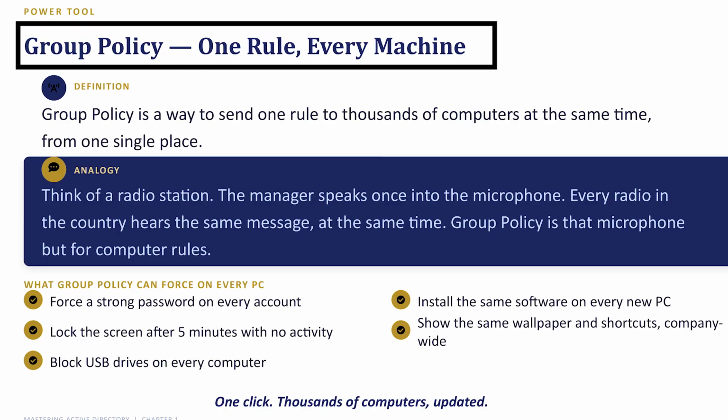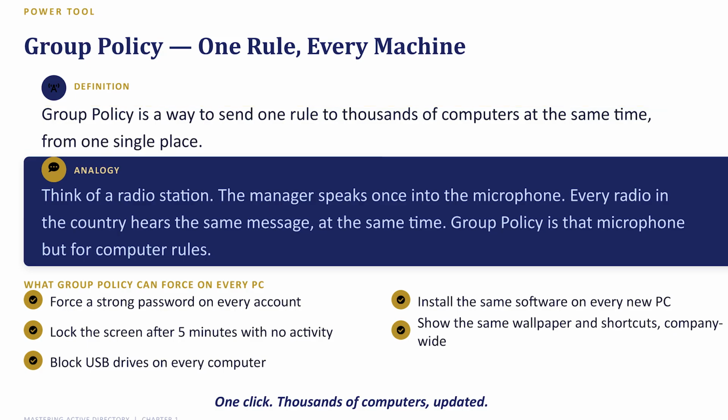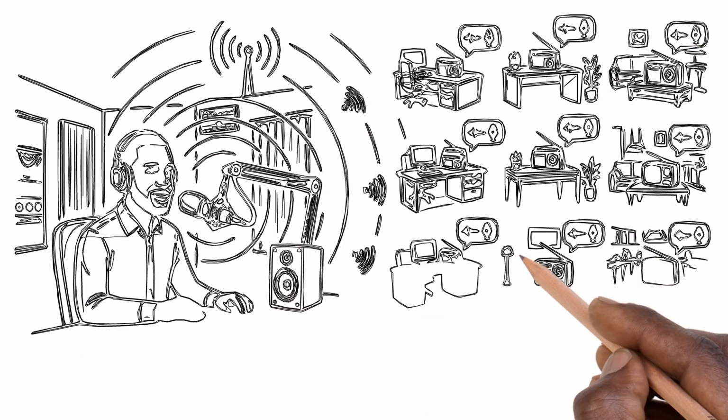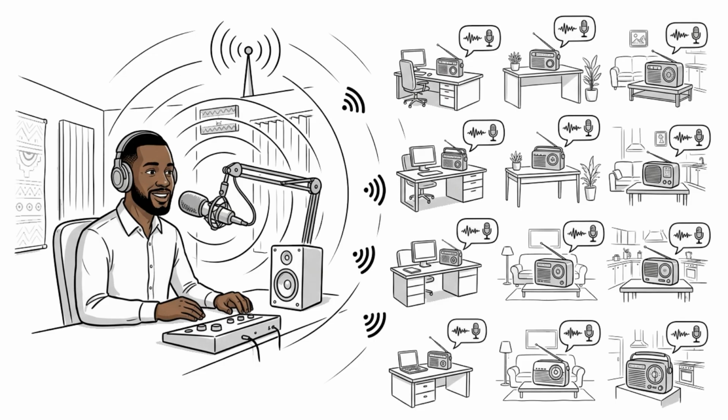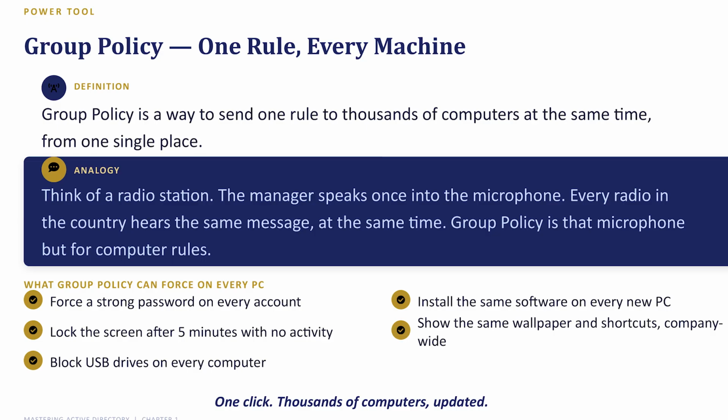The title says group policy, one rule, every machine. What does it even mean? The slide defines group policy as a way to send one rule to thousands of computers from one place. Okay, and the analogy I use in this slide is a radio station. Imagine a radio presenter speaks into one microphone. The message is broadcast to thousands of radios. The presenter doesn't walk to every radio individually. One broadcast, many receivers. Group policy is similar in the sense that administrators can centrally define policies that apply to targeted computers or users.